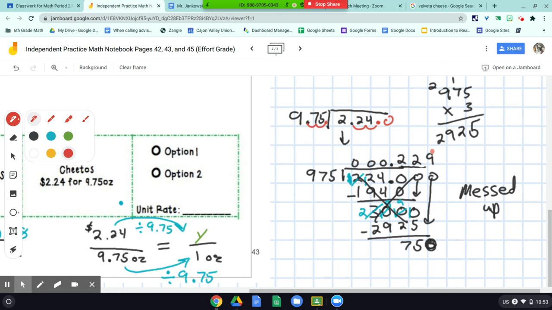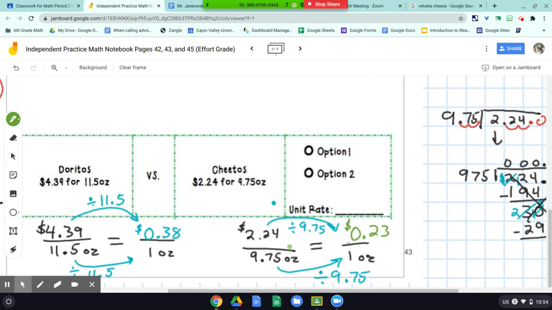What I want to take a look at is this, though. This 9, am I going to be adding to that 2, rounding up, or am I going to be keeping that 2 the same? I will be rounding up. That is correct. So the unit cost for the Cheetos is $0.23.